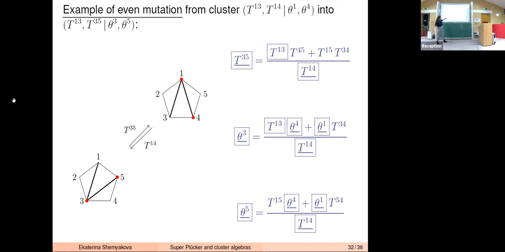And besides this, let's look at the coefficients, right? So 5, 4, 3, 4, they're nearby indices, so they are frozen. And okay, what is 1, 3? 1, 3 is another cluster variable, so it's legal, it's part of my cluster. And 1, 5 is also frozen, it's nearby, so it's frozen.